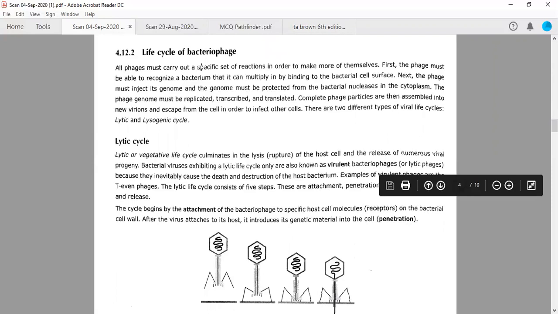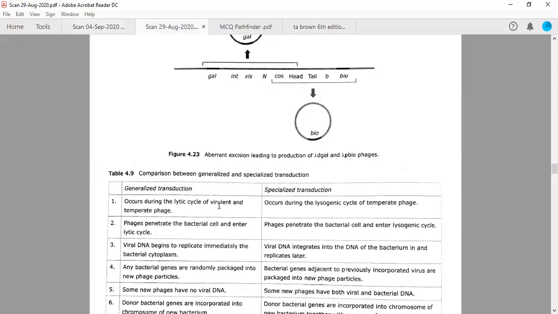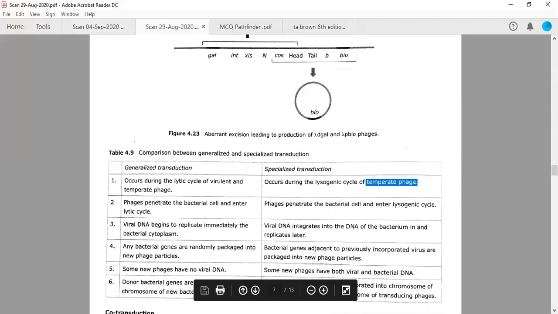Now, there are two types of life cycle of bacteriophage. One can be lytic, as I told you. Here somewhere they have given the description also. So depending upon their life cycle, you can classify these viruses into two types: one is called virulent and one is called temperate. The virulent phages are those which perform the lytic cycle, whereas the temperate phages are those which perform the lysogenic cycle. For example, temperate bacteriophage lambda. Okay, so lambda is one example of this type.